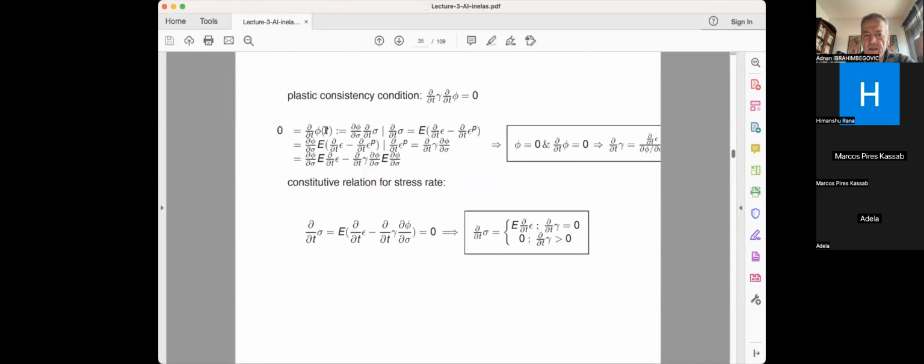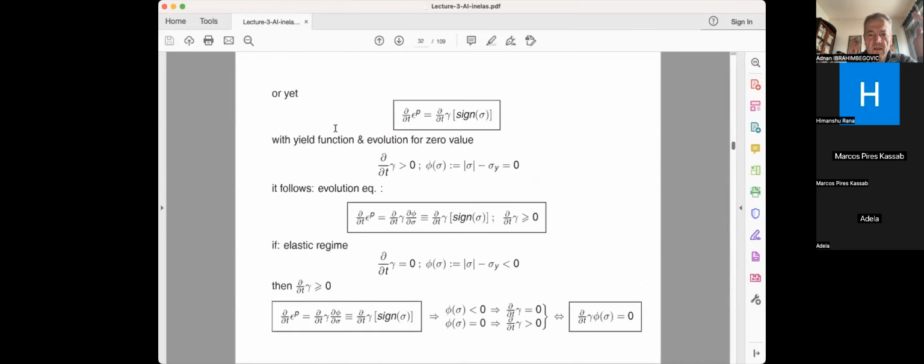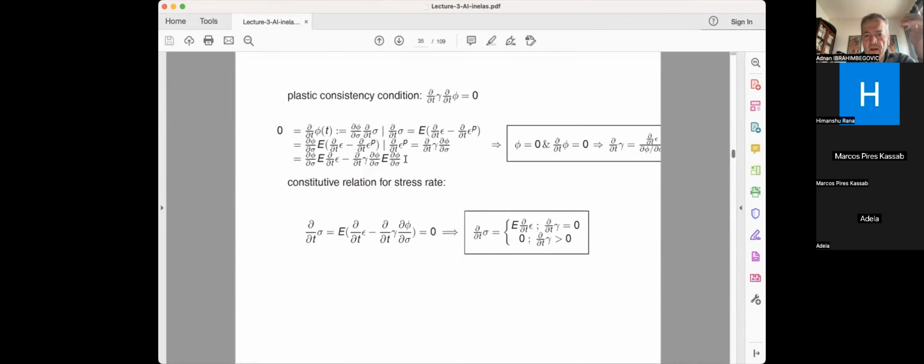So this is rather easy. I take phi. Recall, phi was the absolute value of sigma minus sigma y. So the derivative of phi with respect to time is, first of all, sign of sigma multiplied by sigma dot, which is E times epsilon dot minus epsilon plastic dot. That's precisely what we got here. So here we have d phi d sigma, which is sign of sigma, times sigma dot, which is equal to E times epsilon dot minus epsilon plastic dot.